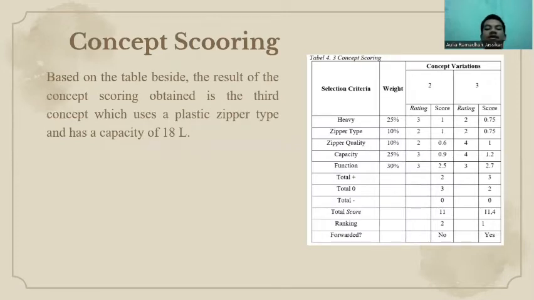Based on the table, the result of the concept score obtained is the third concept, which uses a plastic zipper type and has a capacity of 18 liters. This is based on the table beside, on total score. As you can see, concept 3 has 11.4 and concept 2 has 11. So the best concept is concept 3.